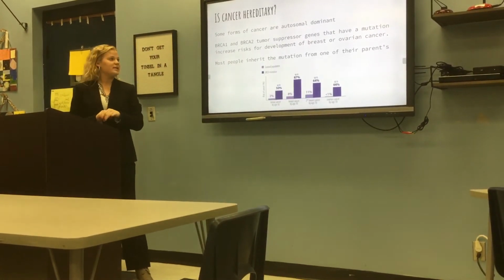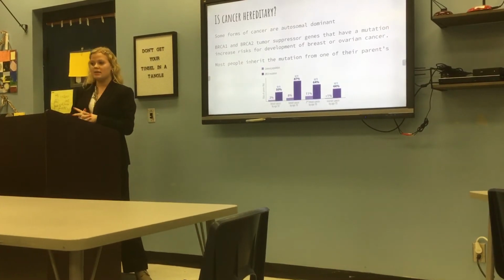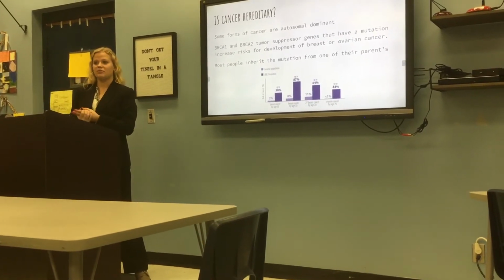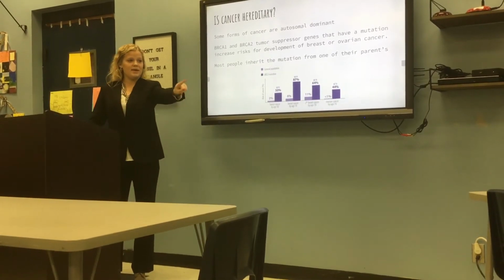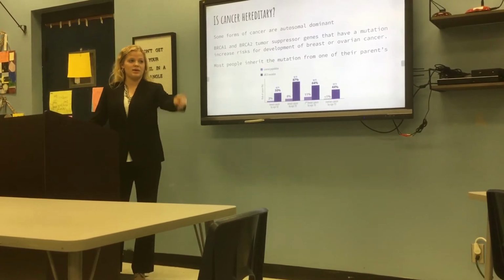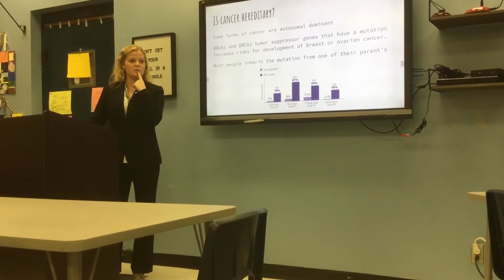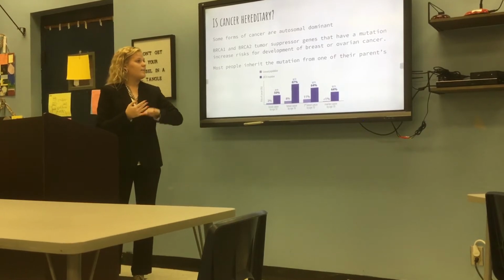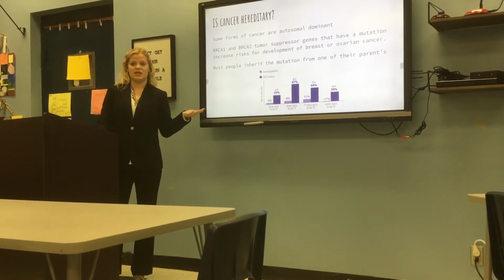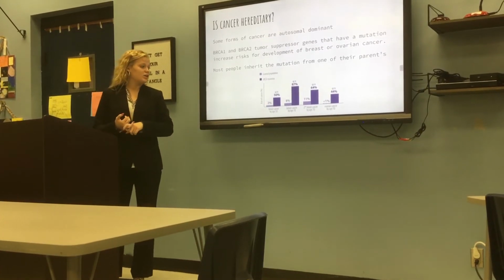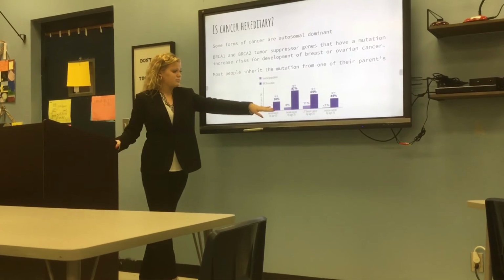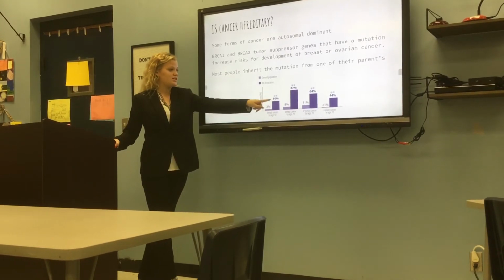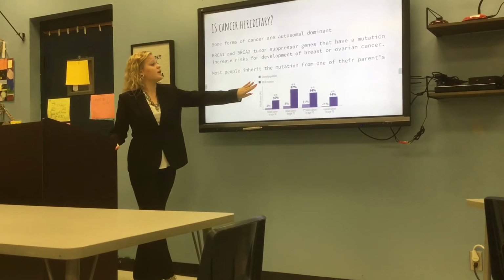Now, is cancer hereditary? Some forms are autosomal dominant. There are the BRCA1 and BRCA2 genes that can develop a mutation or can be inherited with a mutation from one of your parents. The BRCA1 gene is located on chromosome 17, as is the P53 gene, but the BRCA2 gene is located on chromosome 13. Most people who have or inherited that mutation have a higher risk of developing breast or ovarian cancer. As you can see down here, the dark purple is the people with the mutation, and the other is just the general population. You can see there's quite an increase in development of those cancers.